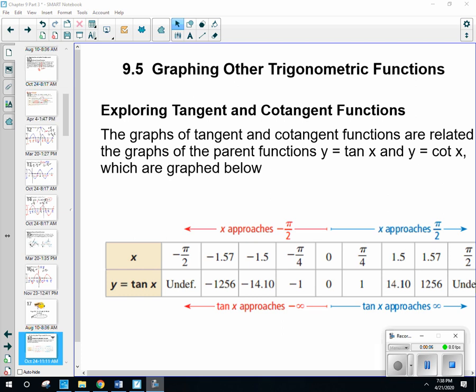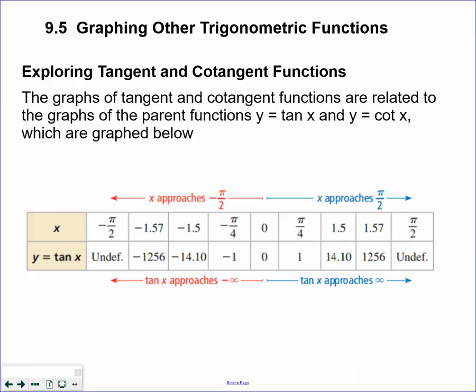We're going to move on to section 9.5. In section 9.4, we did nothing but sine and cosine. Now we're going to talk about nothing but the other trig functions: tangent, cotangent, secant, and cosecant. Let's start with tangent and cotangent because they're kind of their own entity, and they get a little bit challenging to graph.